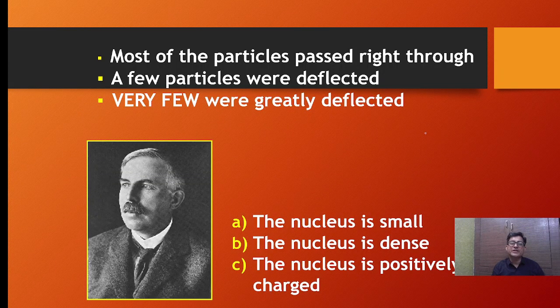Now next, the main postulates of Rutherford's atomic model. First, the nucleus is very small. Second, the nucleus is dense. Third, the nucleus is positively charged, in which positively charged protons and neutral neutrons are present, and the whole mass is concentrated in the nucleus.